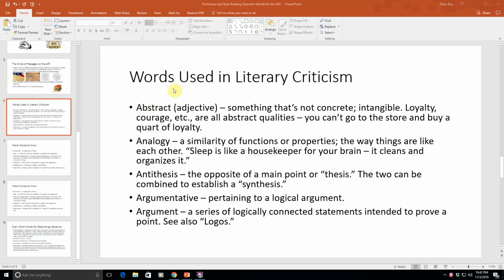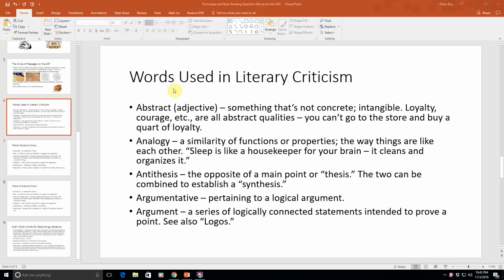Abstract. It's an adjective, means something that's not concrete, intangible. In other words, you can't touch it, you can't perceive it with your senses, it's just something you feel in your heart or in your brain. Loyalty, courage, etc. are all abstract qualities. You can't go to the store and buy a quart of loyalty. If you ask, the clerk will just look at you funny.